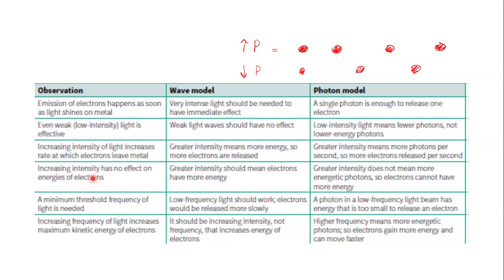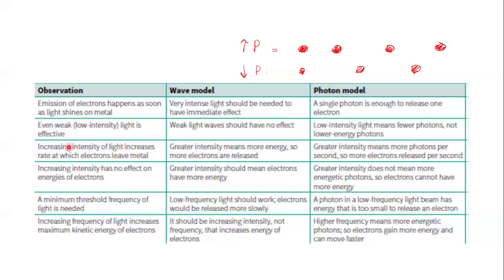The electrons produced all seem to have the same energy regardless of the intensity itself, which again supported their theory that intensity is linked to the number of photons and not to the energy of the photons, right? So this was another observation that supported them, that the intensity is related to the number of photons and not the energy itself, right?